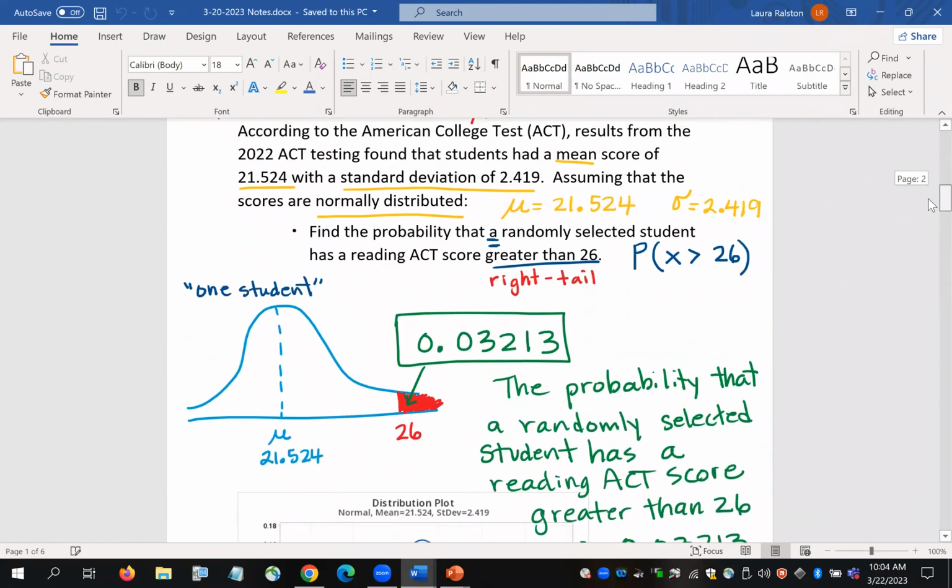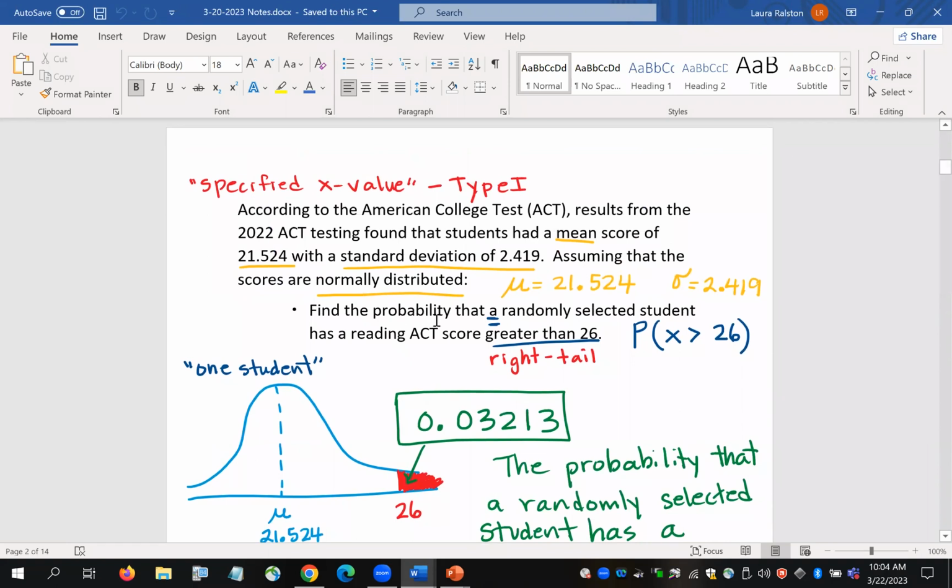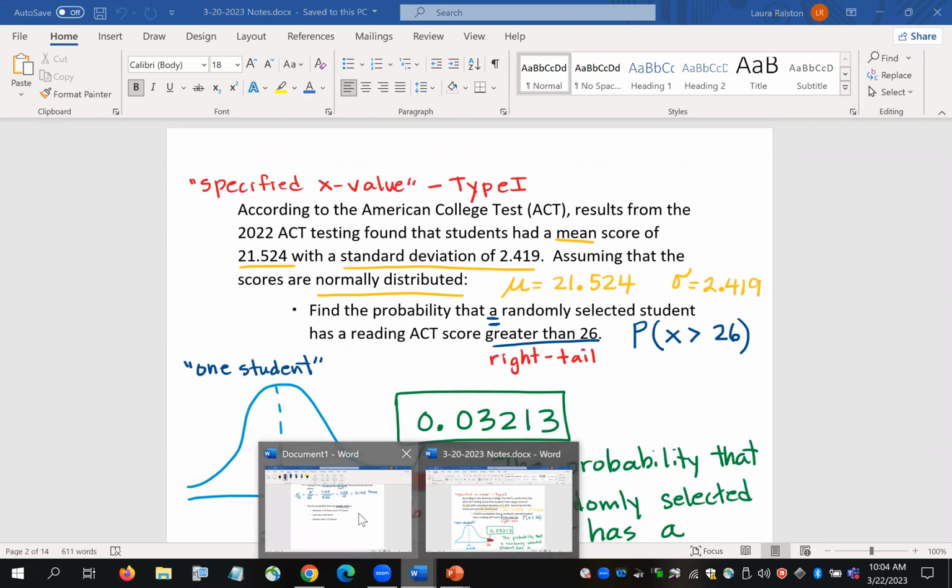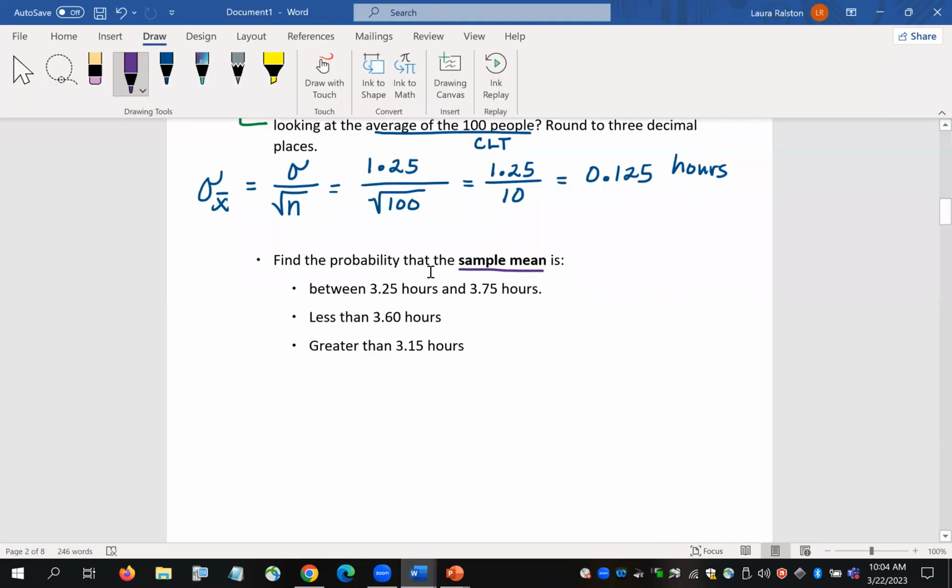Okay, notice how these questions say, find the probability that a randomly selected student. They're just asking you to outright find the probability. Today, they ask you to find the probability that the sample mean. Okay, so again, that phrase that you're trying to find the probability of the sample mean is another clue that you're going to apply the central limit theorem.